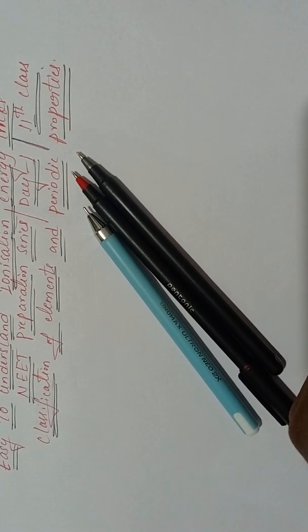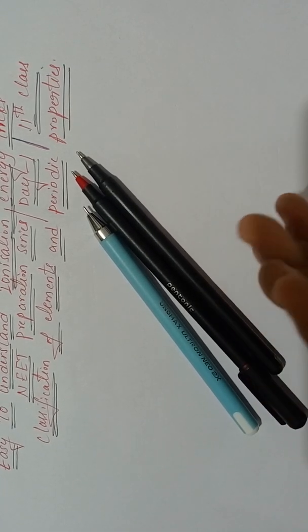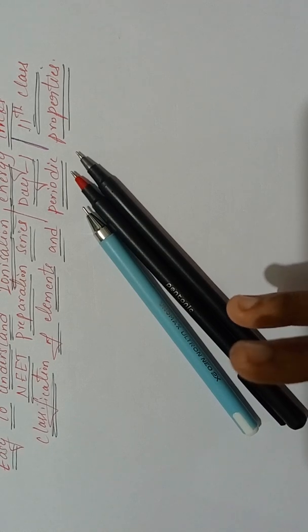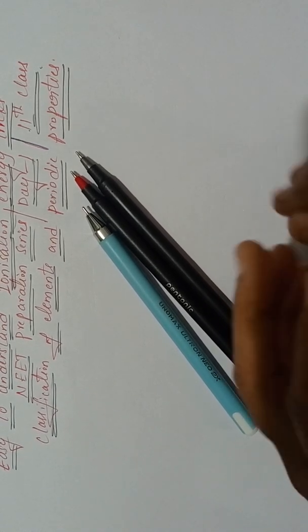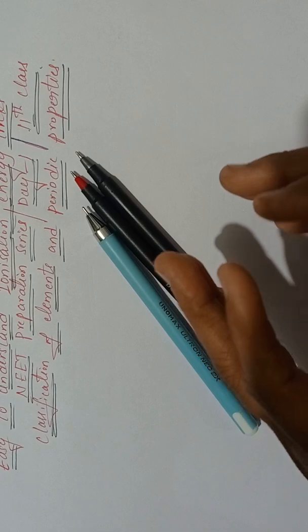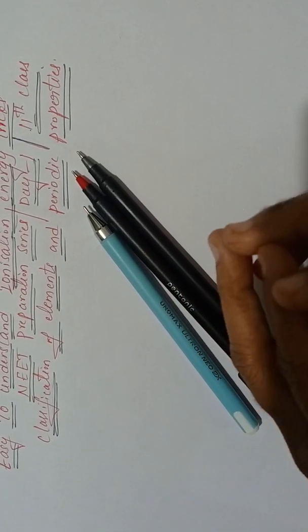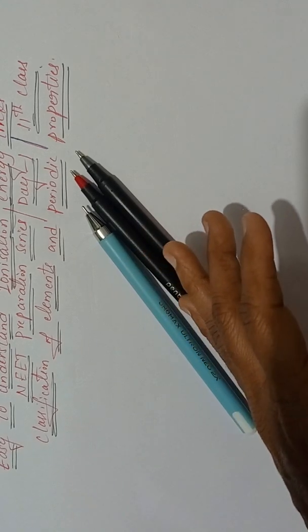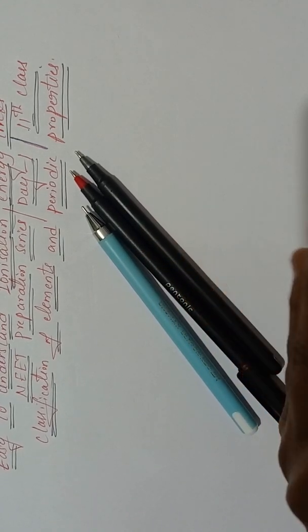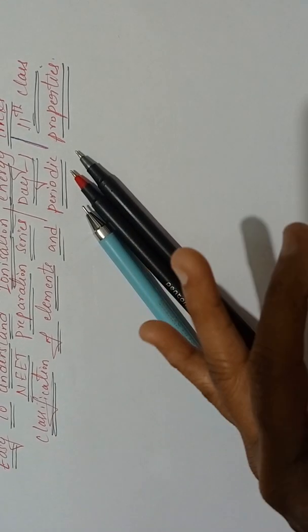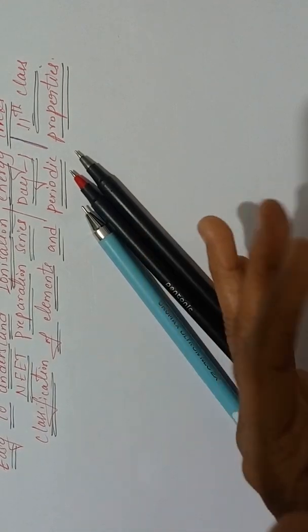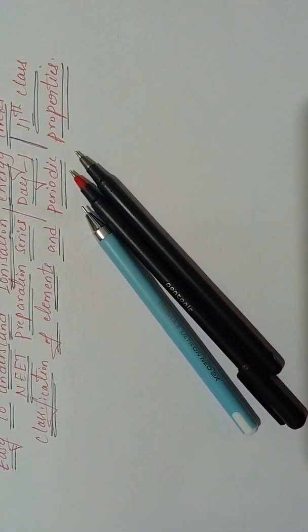What is the definition of ionization energy, and what are the factors affecting ionization energy? All those topics I discussed in the previous video, students. Now in this section I am going to discuss how it changes in periods and groups, what exceptions there are, and how to find ionization energy.